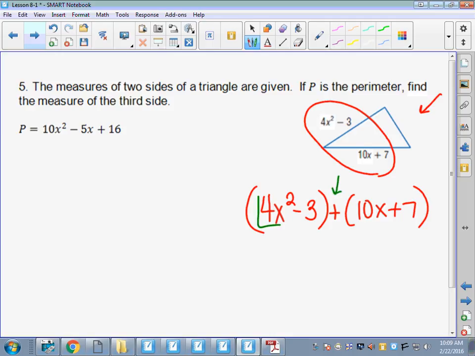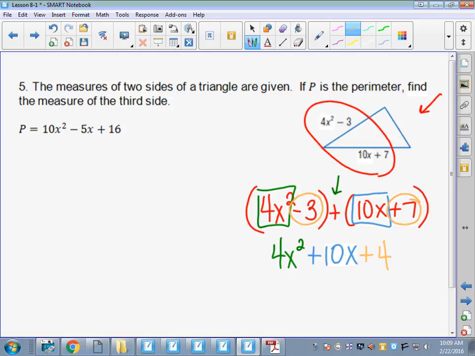4x squared is my highest power of x. There's nothing to combine it with, so I'm just going to bring it down. 10x to the first is my next. That's a positive. Nothing to combine that guy with, so I'm just going to bring it down. And then I've got a minus 3 and a plus 7. So I've got myself a positive or add 4 at the end. So that's 2 of the 3 sides of the triangle.